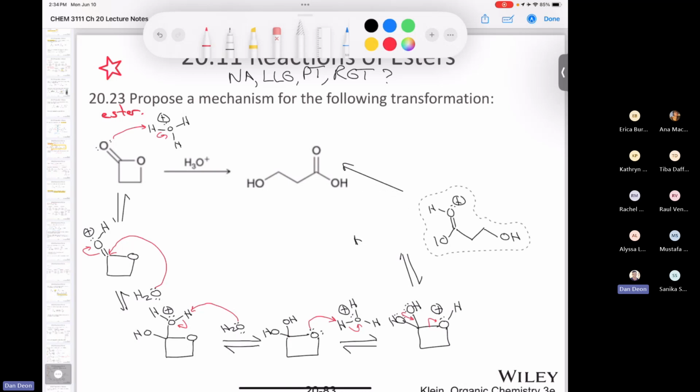Maybe I should have put it like this. So let me just clean this up a little bit. So I'll put my arrows like this. There we go. So to get to the very last step, what's going to happen is that water is going to come along as a base, and it's going to pick up this proton, and that's going to give us the final product like that.